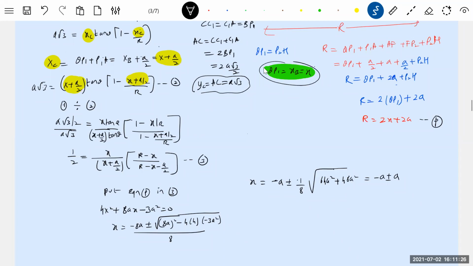Anybody, can you help me in further step? Somebody gave this quadratic equation, then after simplification also you are supposed to give. Yeah, okay, this one.